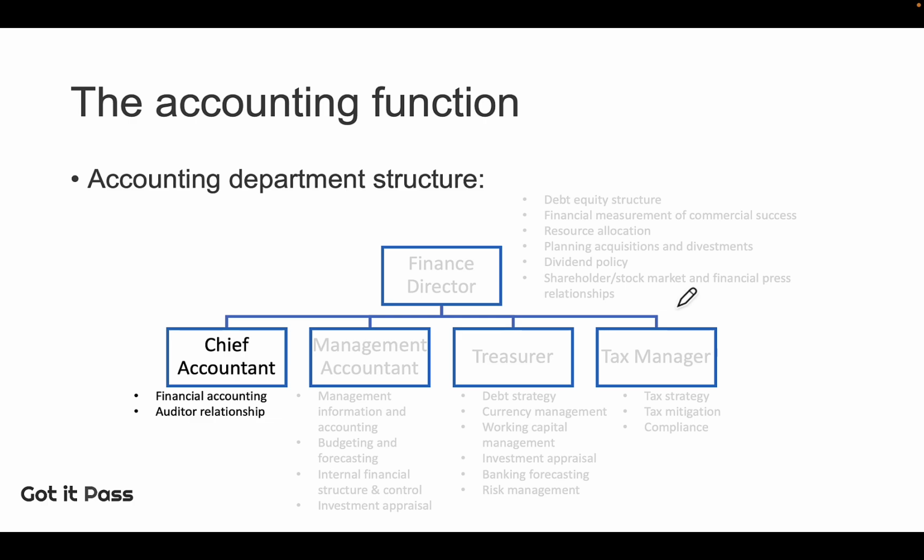And then we have 4 different subdivisions of the accounting department under the finance director. The first one is the financial accounting division, which is headed by the chief accountant. The chief accountant is responsible for financial accounting and auditor relationship, and we will go through the details of financial accounting in the following part of the class.